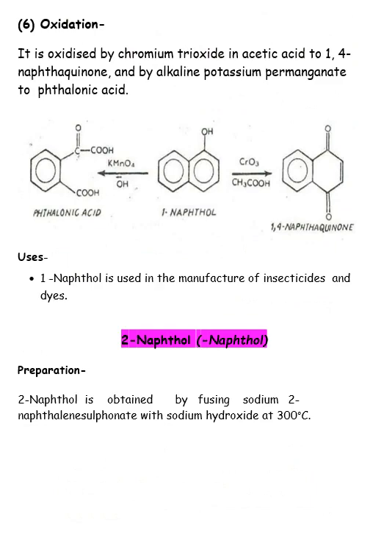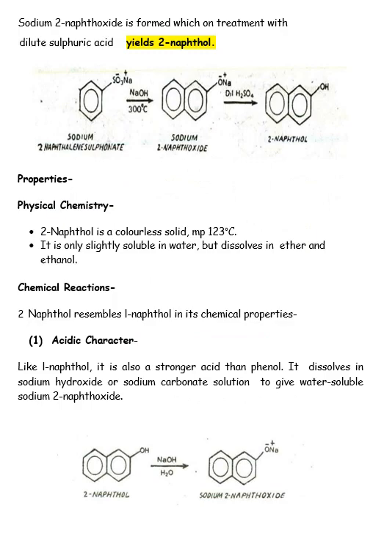Oxidation. It is oxidized by chromium trioxide in acetic acid to form 1,4-naphthaquinone and by alkaline potassium permanganate to phthalic acid. Next, uses. 1-naphthol is used in manufacturing of insecticides and dyes. Next, 2-naphthol. 2-naphthol is obtained by fusing sodium 2-naphthalene sulfonate with sodium hydroxide at 300 degrees centigrade, and sodium 2-naphthoxide is formed, which on treatment with dilute sulfuric acid yields 2-naphthol.